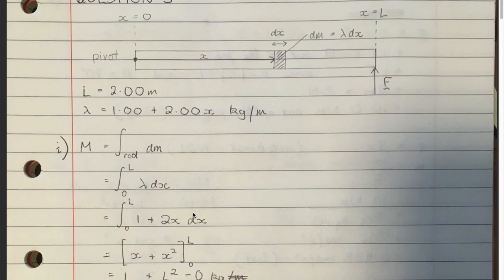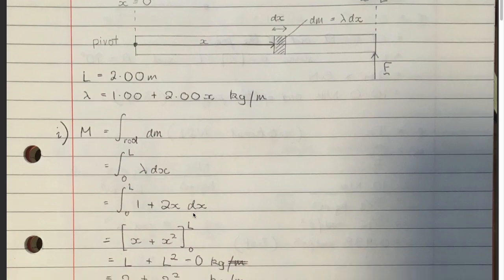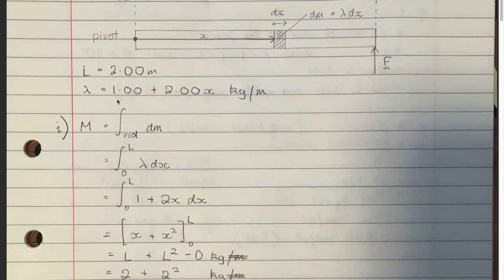We sub in dm equals lambda dx. Use x equals 0 to x equals L for the limits, and then we just substitute in the expression for the density. I don't really like the way they've done the units on this expression. X is already a length, it's already got units, so you shouldn't be able to just slap a different unit on it, but this is an exam, so we're just going to roll with it.